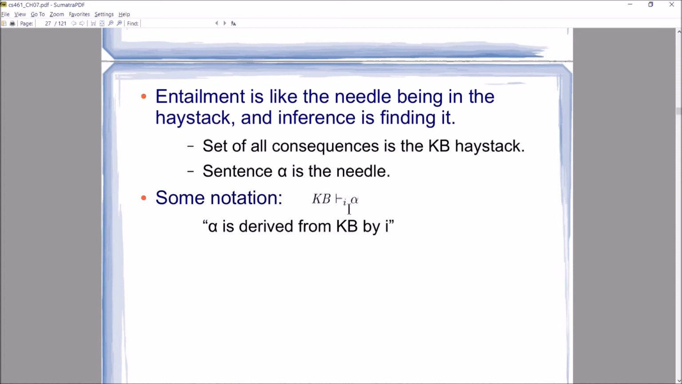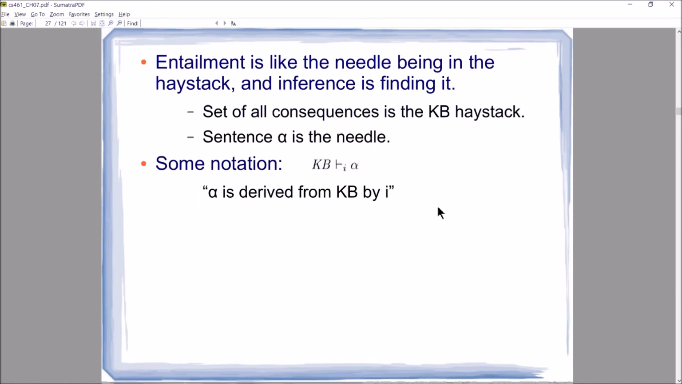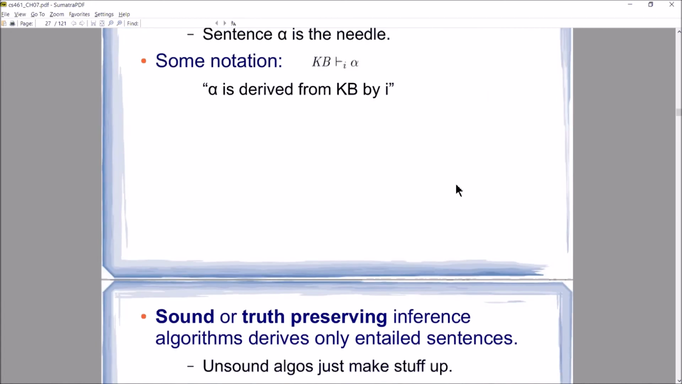And then the sentence is the needle, right? So here is some notation for you. What this is saying is alpha is derived from our knowledge base by i for some reason, and that reason is being represented by i. So we can derive our sentence alpha from our knowledge base because of something, and that something we're just calling i, okay?